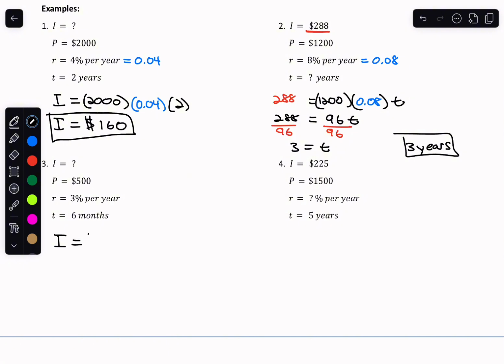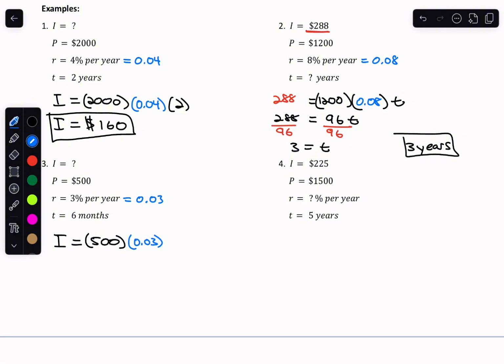I equals, we have 500 multiplied by our interest rate. So 3%, I'm going to turn into 0.03. But now notice, I can't plug in 6 for t because our interest rate is per year and our time is measured in months. So I need to make sure that whatever I plug in here has the same units as the R value. So in order to make 6 months be equivalent to years, I'm going to have to use dimensional analysis and convert.